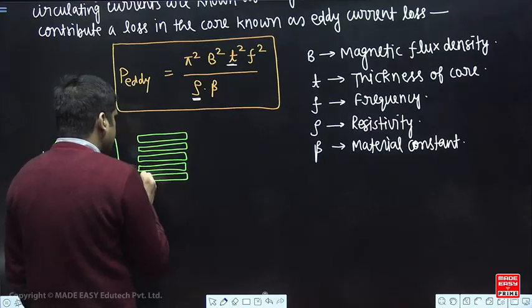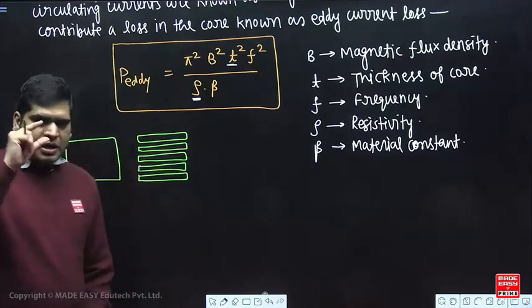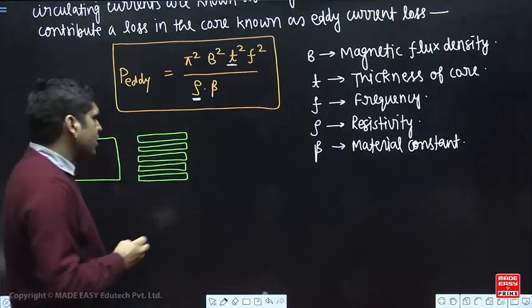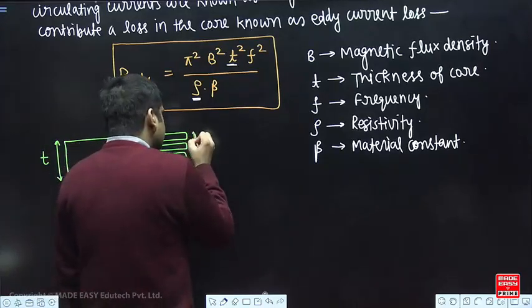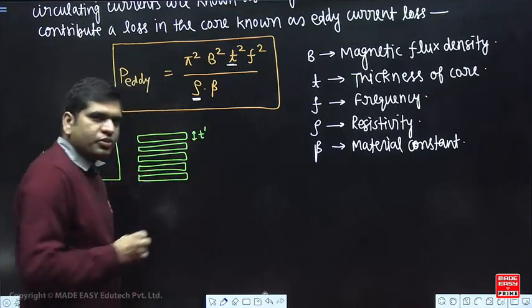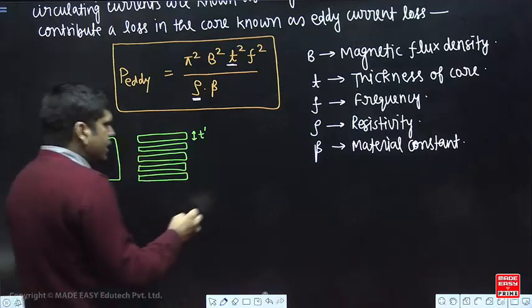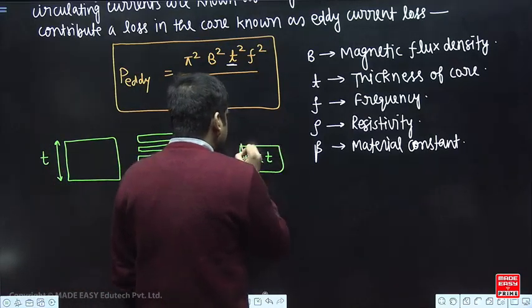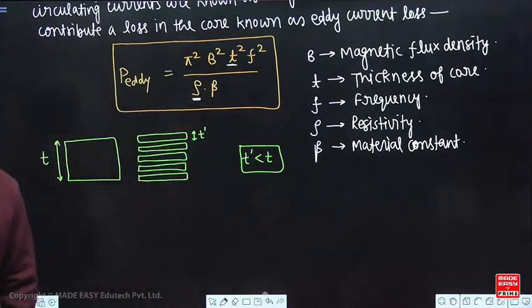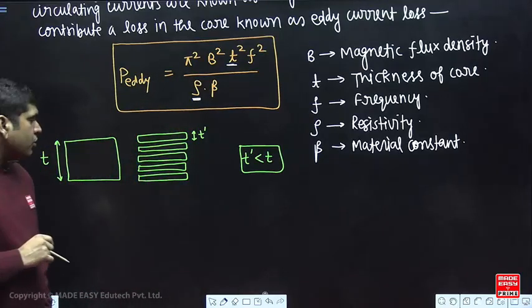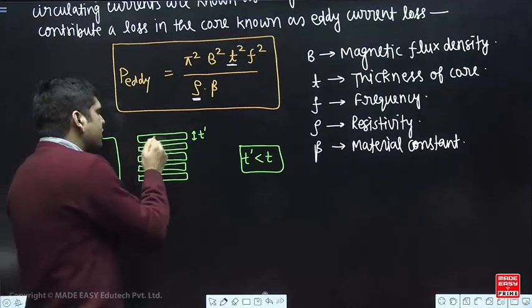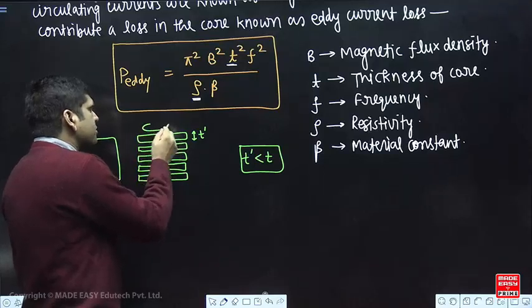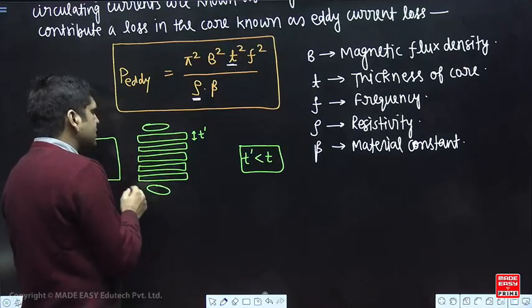So instead of a single core, we are using a number of thin sheets. The thickness of any particular sheet is T dash, and T dash is very small compared to T, right? Now, since eddy current flows on the surface, it will flow on this surface and on this surface.